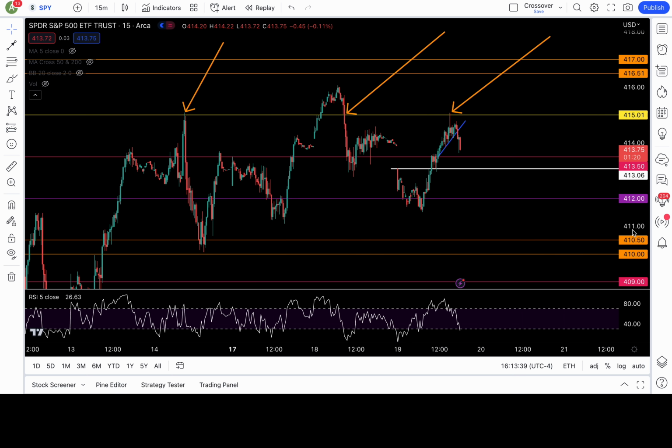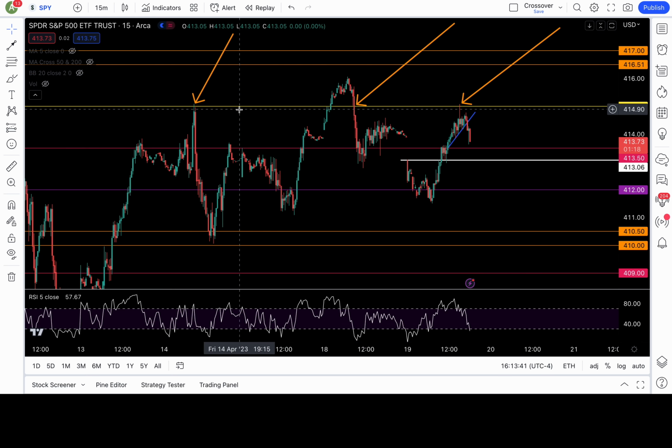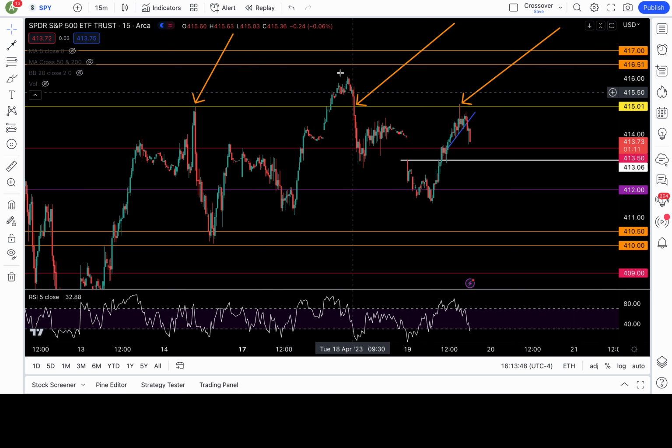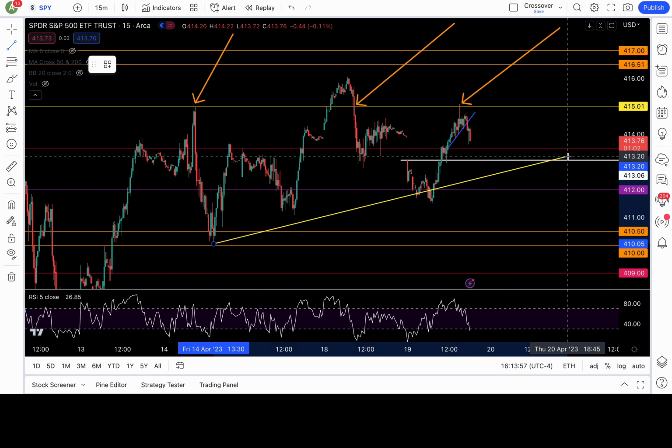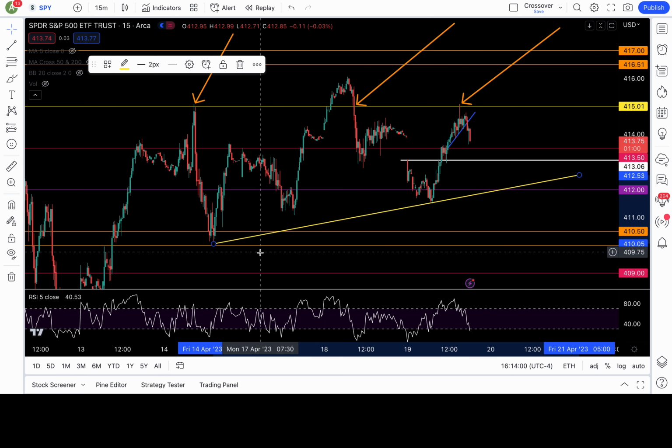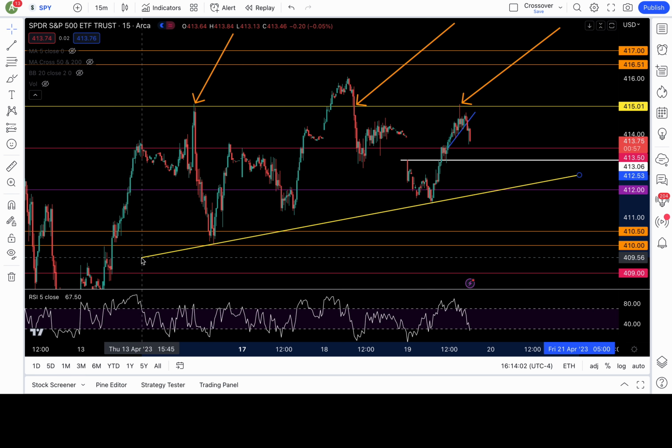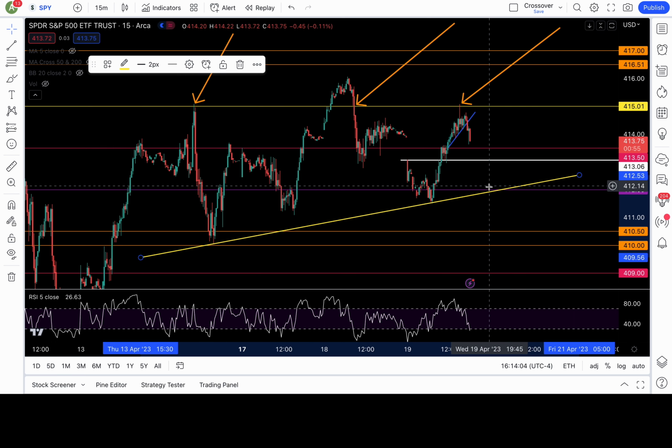But what else does this look like? This also looked like a potential head and shoulders pattern, which is usually a bearish setup. We got the head here, left shoulder, potential right shoulder. If I try to find the neckline, it'll be something like this. It's never perfect, but the neckline would be around 412. It might slope up by tomorrow though, keep in mind, but around 412.